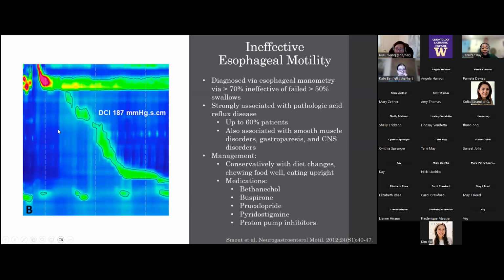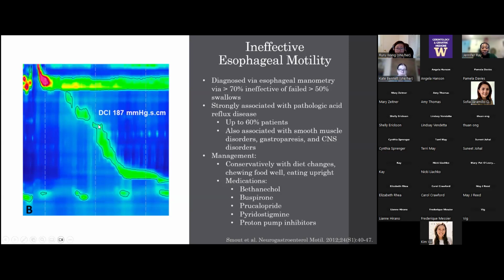The main driving force and workhorse of the esophagus is smooth muscle. So you're going to see this in patients who have smooth muscle disorders. That includes Parkinson's, scleroderma patients. I see this in gastroparesis. Any neurological hit, CNS disorders, will also contribute to or can cause an ineffective esophageal motility disorder.